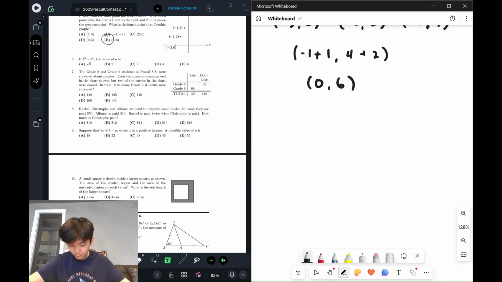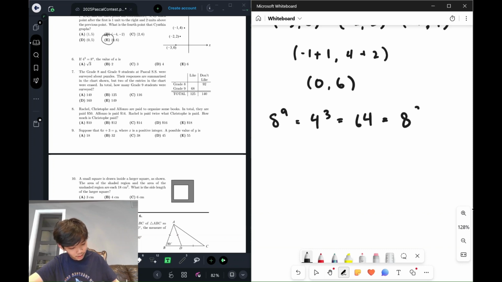In question 6, we have 4 cubed equals 8 to the a. We have 8 to the a is equal to 4 cubed. 4 cubed is equal to 64, which is equal to 8 squared, so a is equal to 2.